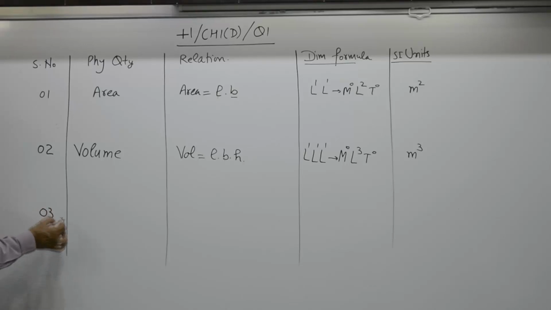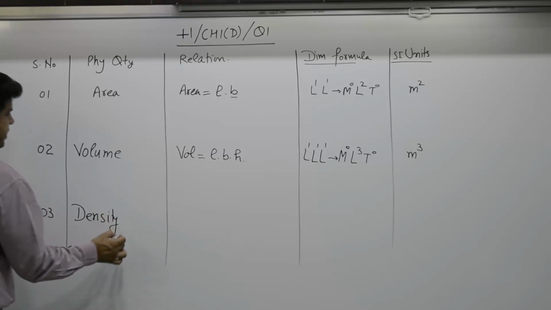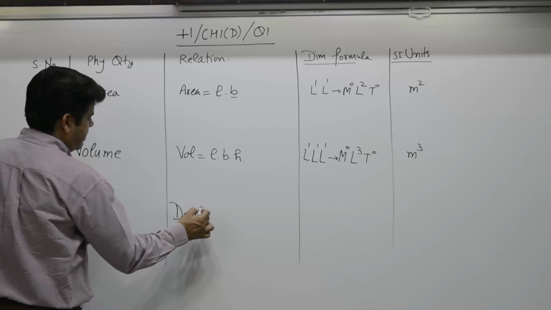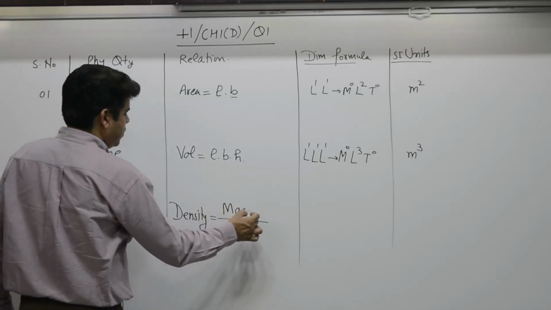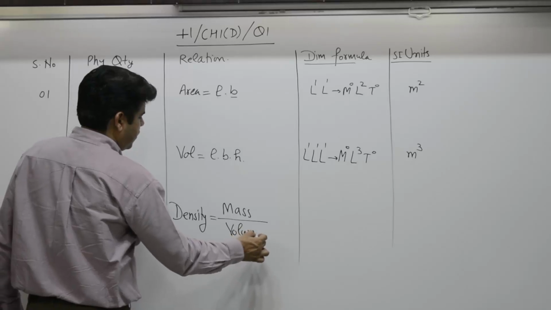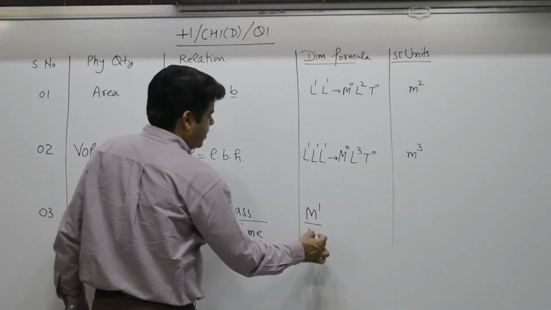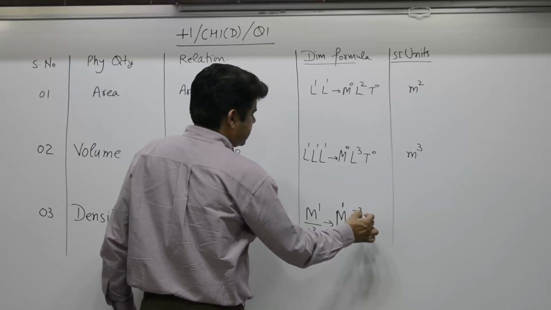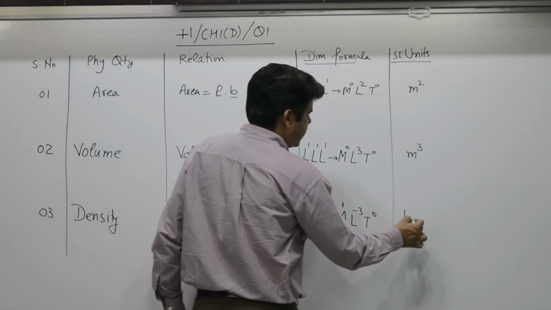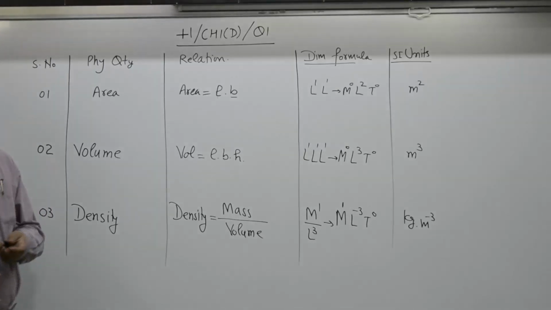Third entry. Third entry is density. Yes. What you read in the school is mass, it's a ratio. Mass to volume. Mass is M power 1. Volume is L cube. So what you get is M1 L minus 3 T0. Unit is what? Kg per meter cube. Meters power minus 3. Completed. 2 minutes.